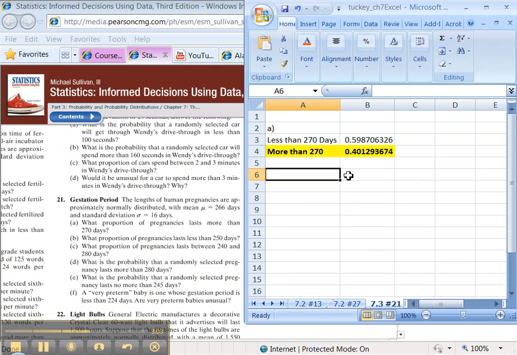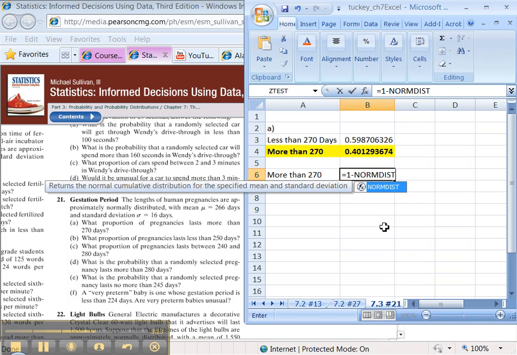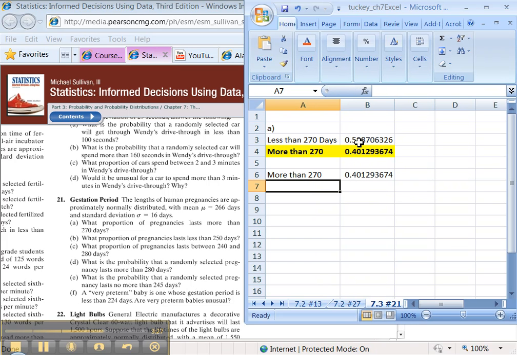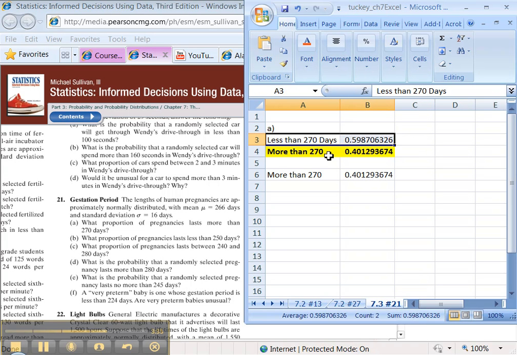Just to show you, you could have done this all at once. You don't have to do less than separately. You could have done more than 270 right from the start. You just have to realize that it has to be 1 minus NORMDIST 270, comma 266, comma 16, comma true, right from the start. So to do right tail areas, it's 1 minus. To do left tail areas, like the one up here, it's just regular NORMDIST. Now if that's too confusing for you, then don't do it that way. Separate it: do the less than and then the greater than, and highlight the greater than in that case.